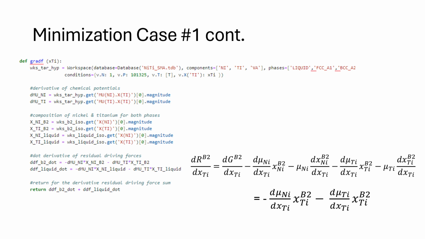This is my definition of the gradient function, which is where the meat and potato is once again, because I'm leveraging the differentiability of these functions to find my solutions. And that means I need to take the derivative to find what I'm looking for. So this is me taking the derivative of the function before. I just showed the B2 phase because also putting the liquid would take up a lot of room unnecessarily, when the only thing that changes is me denoting if it's the B2 phase or the liquid phase.